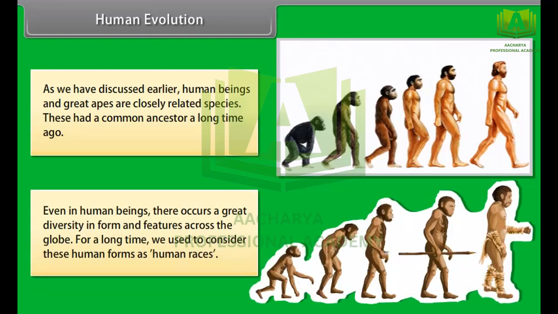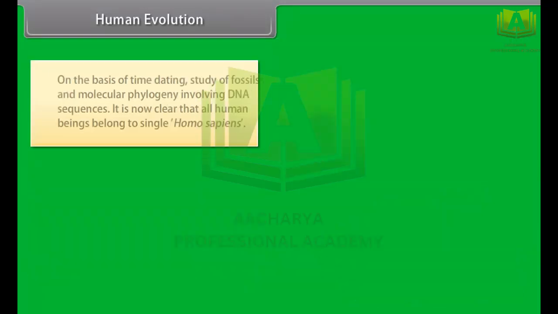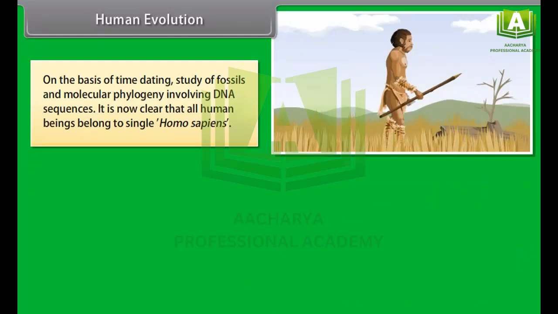Even in human beings, there occurs a great diversity in form and features across the globe. For a long time, we used to consider these human forms as human races. On the basis of time dating, study of fossils, and molecular phylogeny involving DNA sequences, it is now clear that all human beings belong to a single species, Homo sapiens.